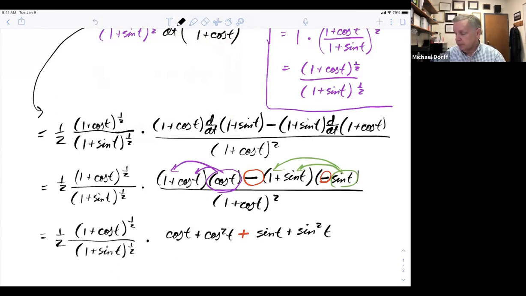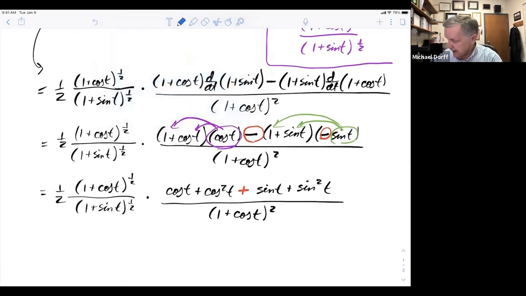Some of you may say, well, shouldn't I have a negative in there? I've already taken care of the negatives. Those are circled in red. Those two negatives then become a positive, and that's why I get the positive before the first sine t. And so I've taken care of the negative already. All right, and then I have my denominator squared.